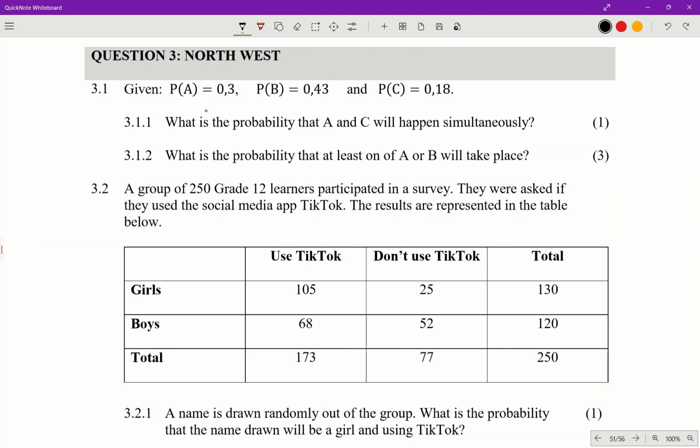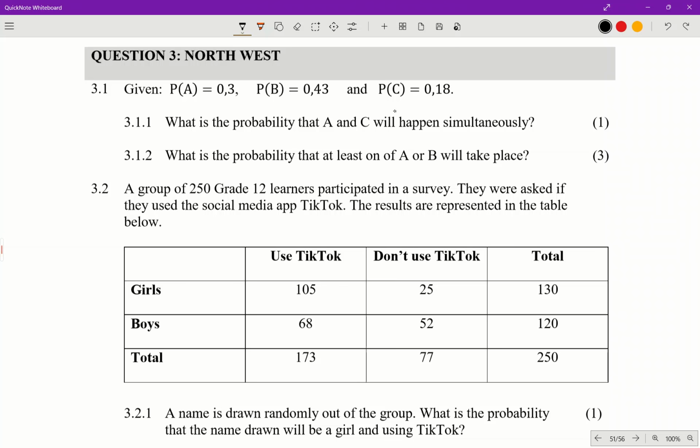Given the probability of A is that, probability of B is that, C is that. What is the probability of A and C will happen simultaneously? The probability of A and C to happen simultaneously. Hmm, what is your answer, guys? The probability of A and C will happen simultaneously.